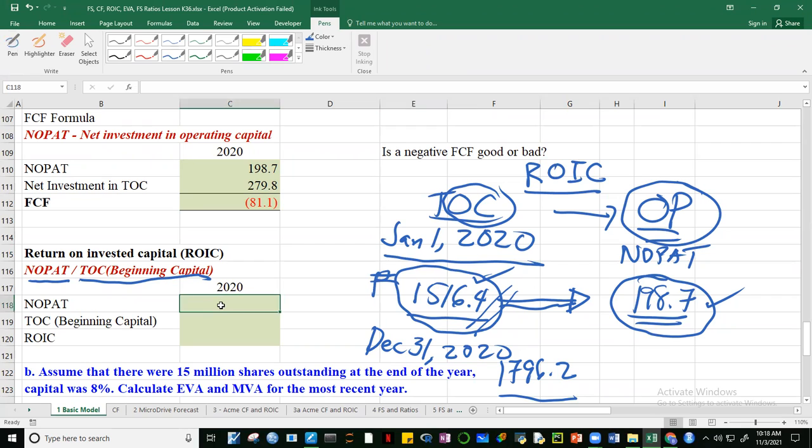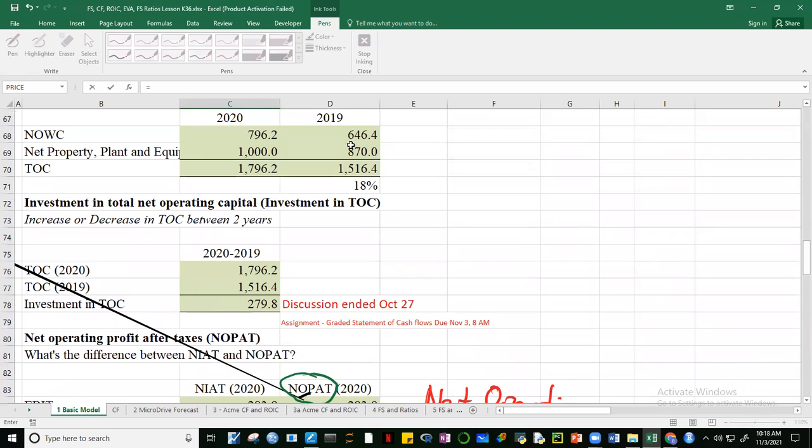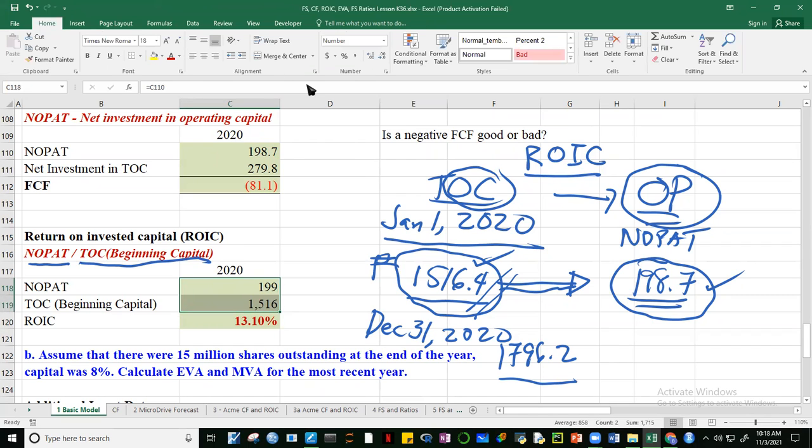So let's do that. Our NOPAT was 198.7. The beginning capital, let's get it from row 70, 1516.4. Therefore, ROIC is equal to this divided by this. So we have this answer, guys. Return on invested capital was 13.10%.